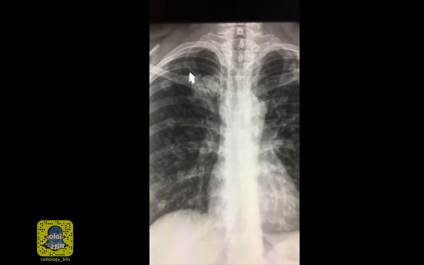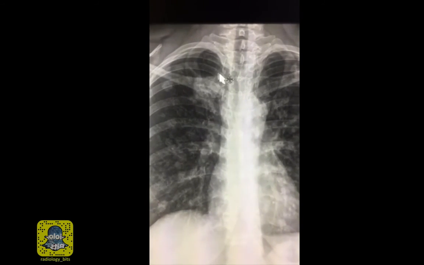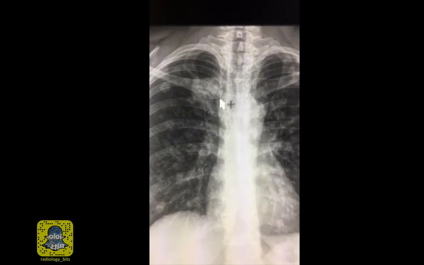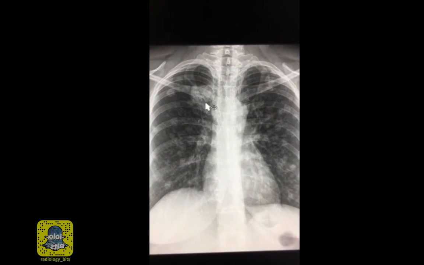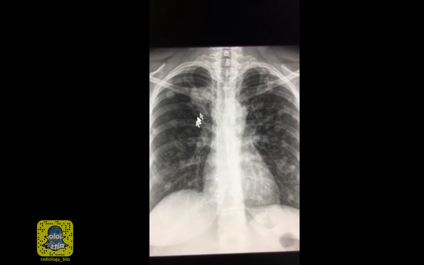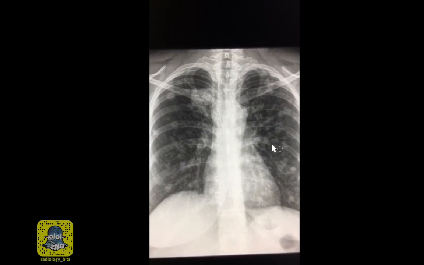So there is a larger irregular opacity that lies in the right lung apex. Putting everything together, you'd suspect that this is likely a primary lung cancer with metastasis to both lungs and to the left humerus.